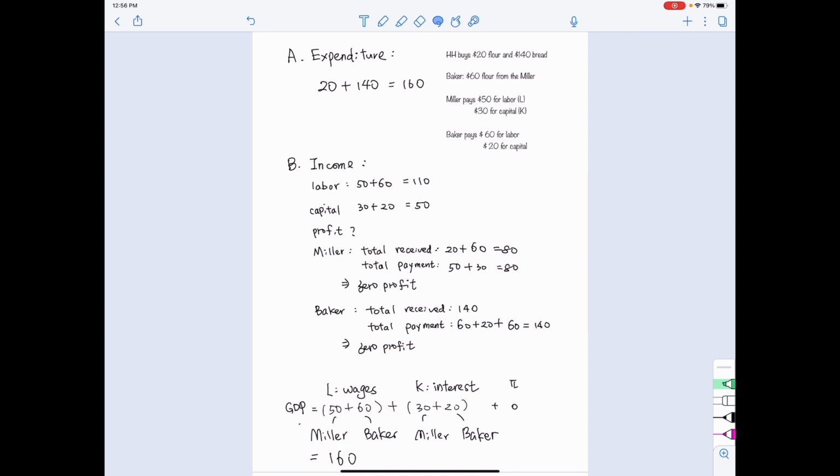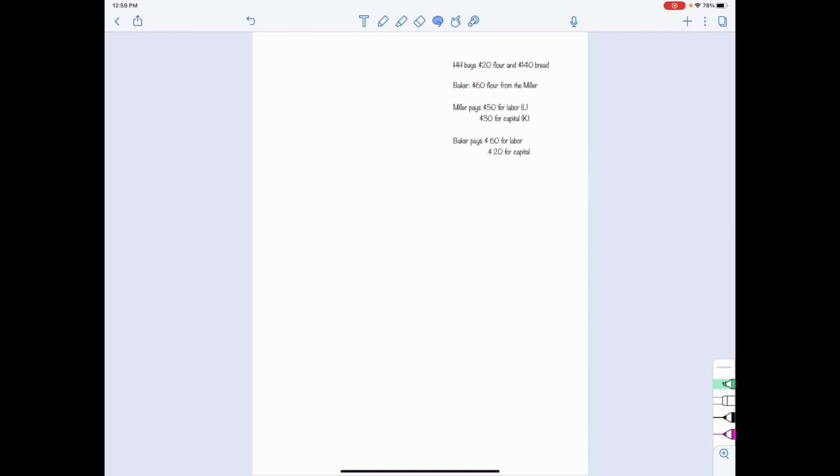And the answer is exactly the same as what we got from the expenditure approach. Next, we want to come up with the GDP using the product approach.